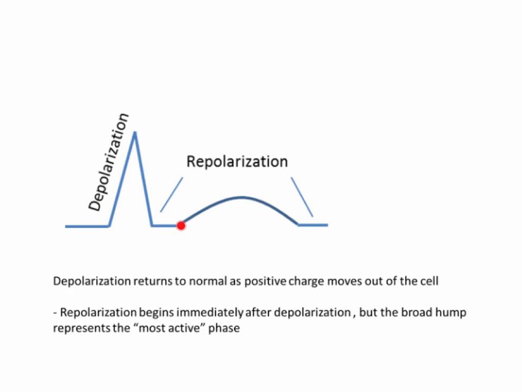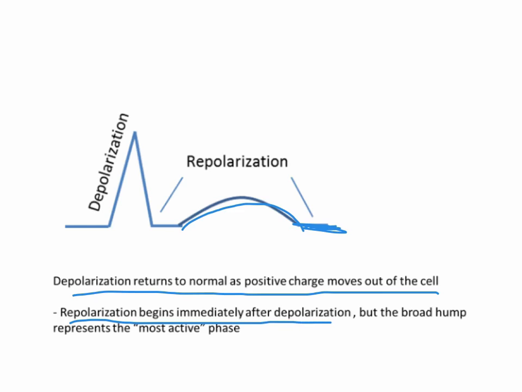And typically we can think of flat lines as nothing happening. And so basically that's what I've said here. I've said that depolarization returns to normal as positive charge moves out of the cell. So this is positive charge moving out of the cell, and then we get normal again over here. And I've said that repolarization begins immediately after depolarization, but the broad hump represents the most active phase.